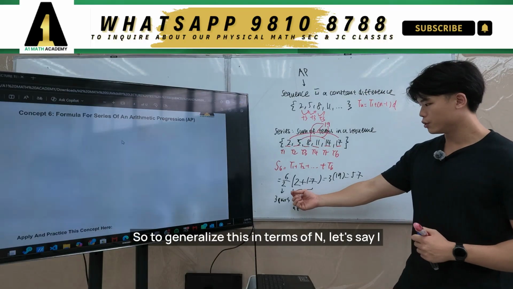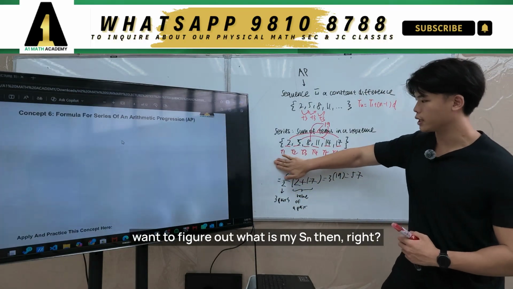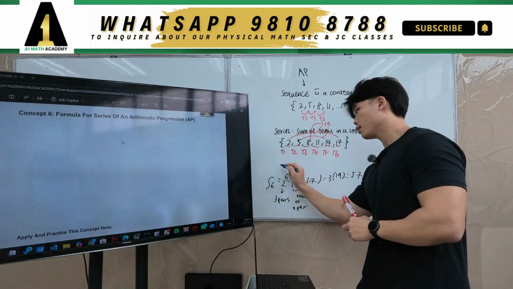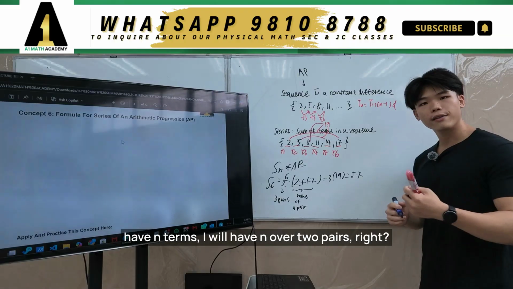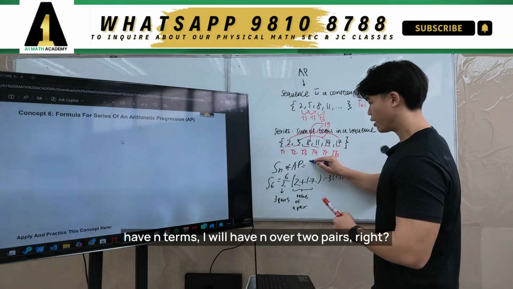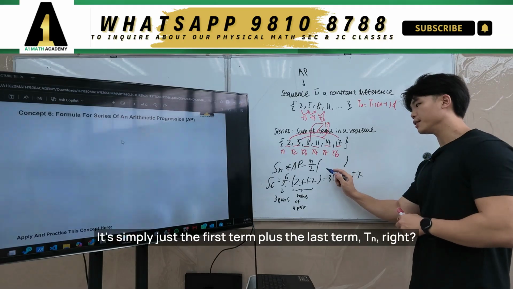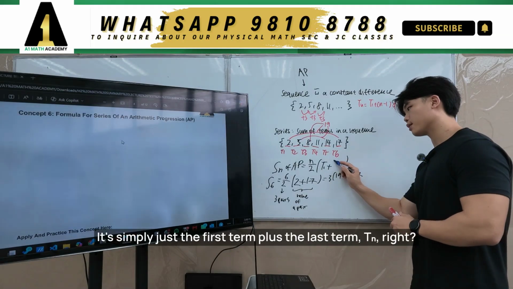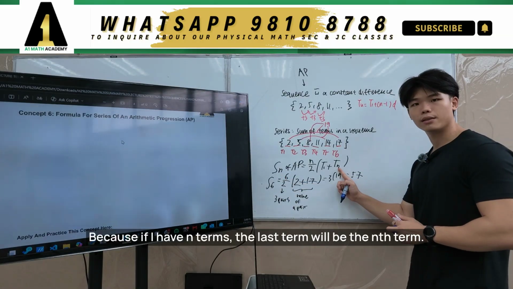So to generalize this in terms of n, let's say I want to figure out what is my Sn then, right? So this is S6. Now, for the sum of the first n terms of an AP, if I have n terms, I will have n over 2 pairs, right? And what's the value of each pair? It's simply just the first term plus the last term, Tn, right? Because if I have n terms, the last term will be the nth term.